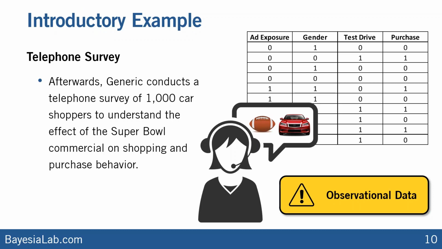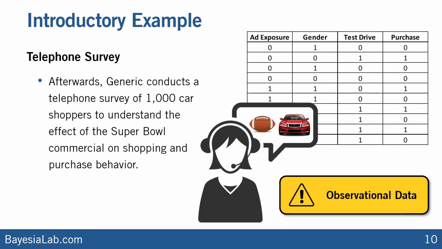More specifically, you conduct a survey of 1,000 car shoppers to understand the effect of the Super Bowl on not just purchasing behavior, but also shopping behavior. Specifically, survey respondents are asked about whether they've seen the ad. That's the variable for ad exposure. Then gender, what is your gender? Did you do a test drive of the vehicle? And then finally, did you purchase a generic model?